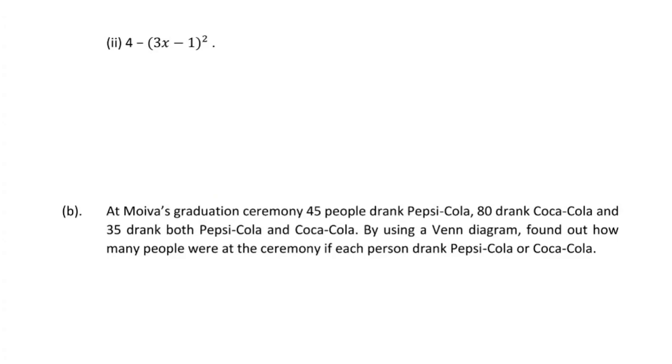Okay, so for Roman 2, we are supposed to also factorize 4 minus in brackets 3x minus 1 squared. First let us express 4 in exponent form. We are going to have 2 squared minus in brackets 3x minus 1 squared. Then this is a difference of two squares, and it can be factorized as in brackets 2 plus 3x minus 1 times in brackets 2 minus in brackets 3x minus 1.